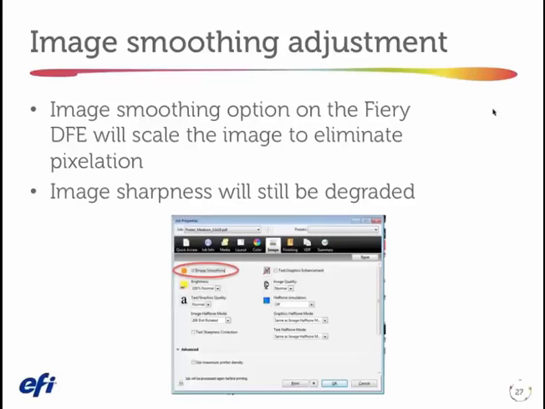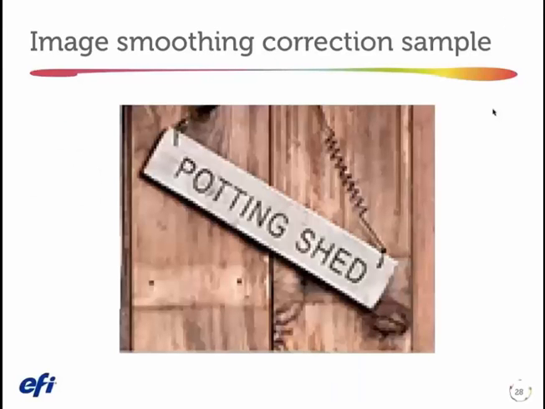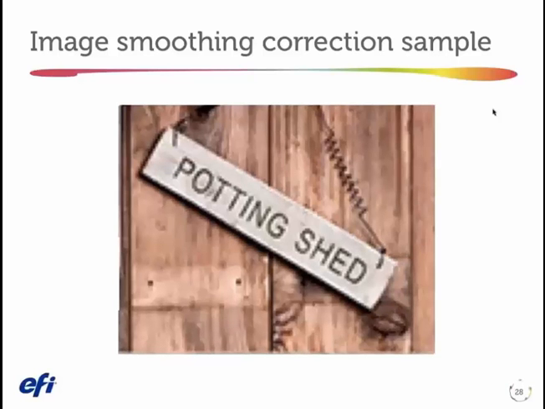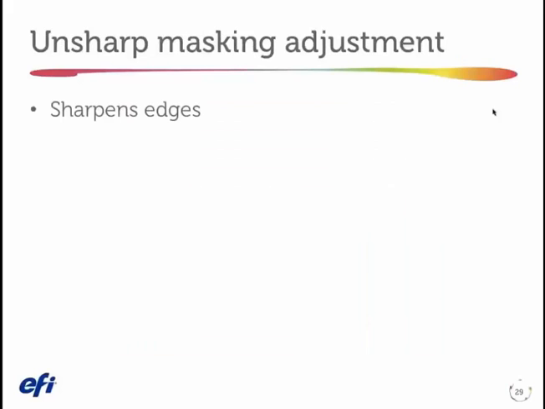So I see this here. I can enable image smoothing in the job properties, and I can take an image that looked like this, and I've zoomed in quite a bit for you to see it, and convert this image so that it looks like this. Still doesn't look great. It's not sharp, but it's no longer pixelated. And if it's a small object in a picture, such as this is, it's probably not going to bother the print buyer as much as pixelation.